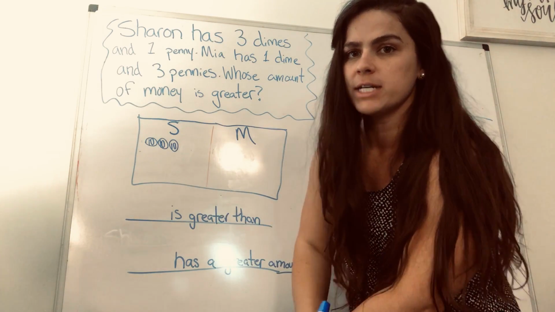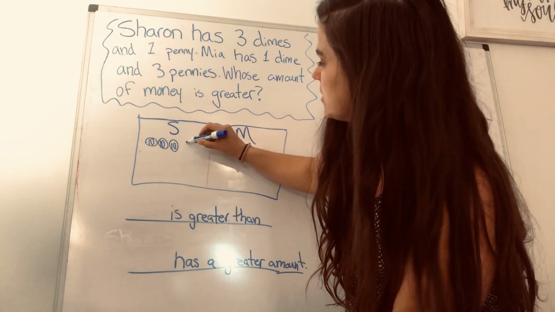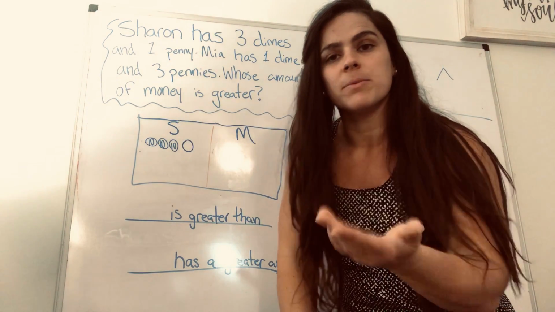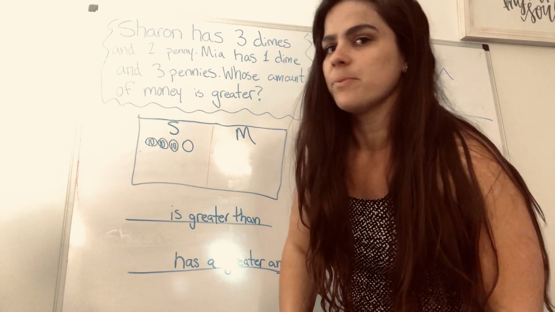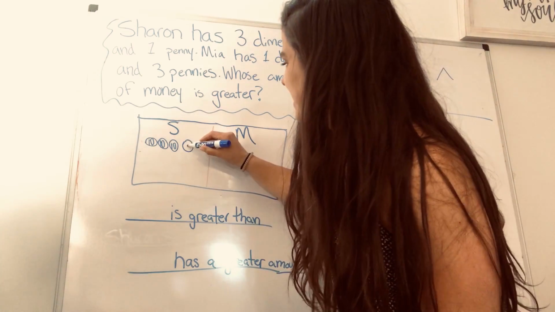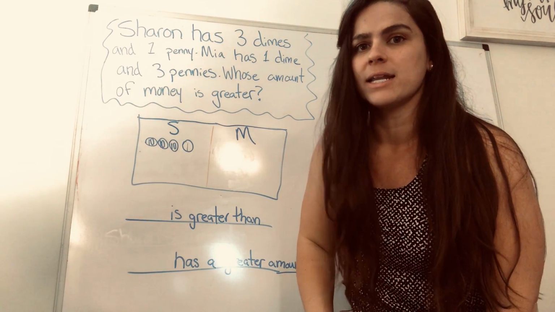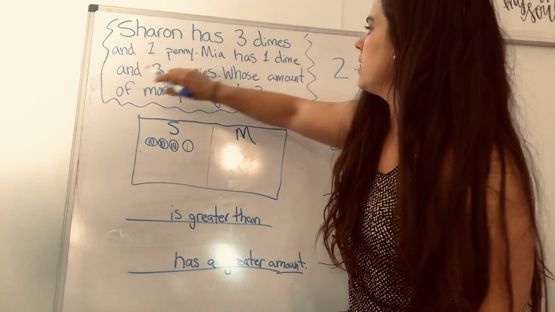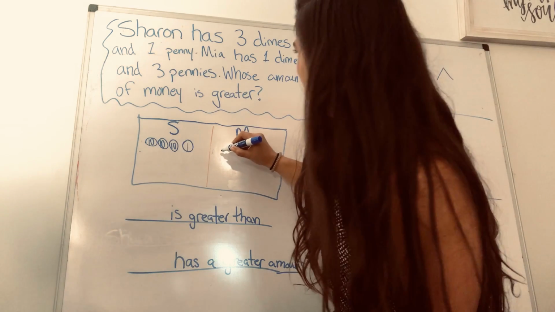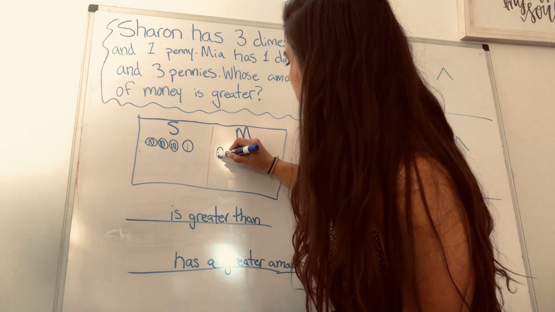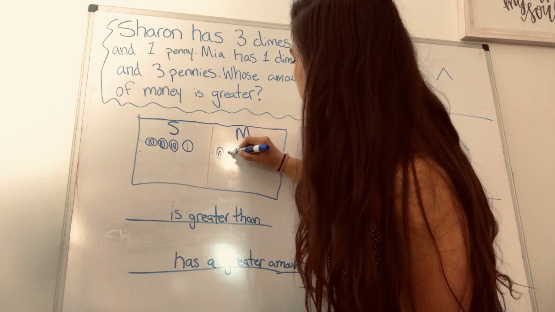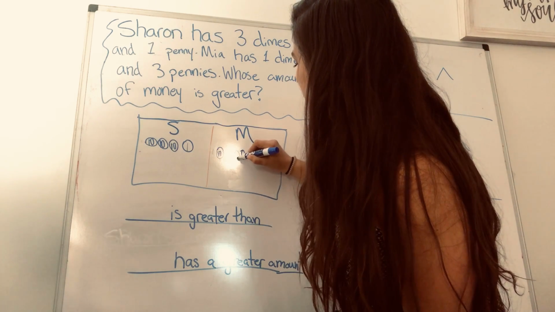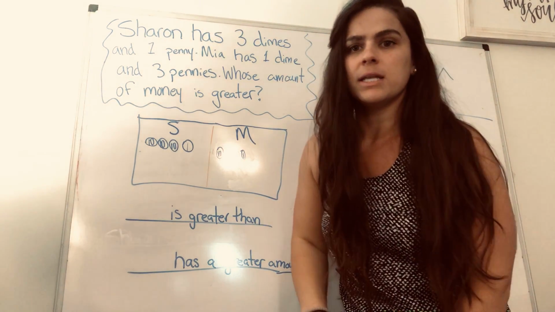So she's got 3 dimes and 1 penny. So I'm going to put a penny and I'm going to put the amount inside. How much is a penny worth? Just 1 cent. So I'm going to put a 1 inside. Great job. Let's do Mia's. Mia has 1 dime and 3 pennies. So I'm going to draw 1 dime, put the amount 10, and then I'm going to draw 3 pennies and write the amount inside of the pennies.